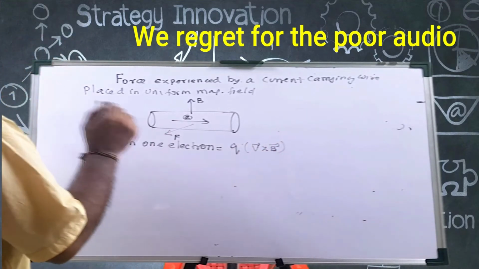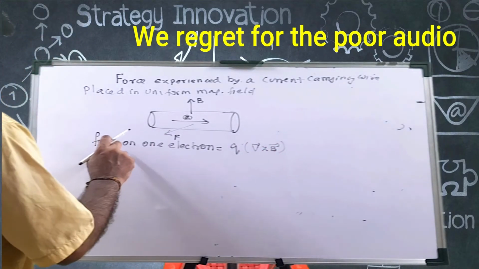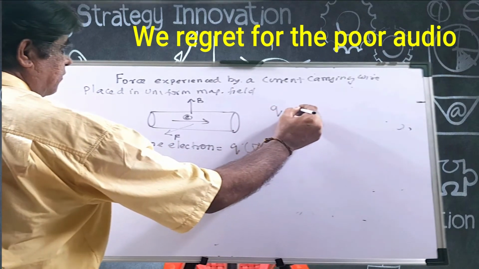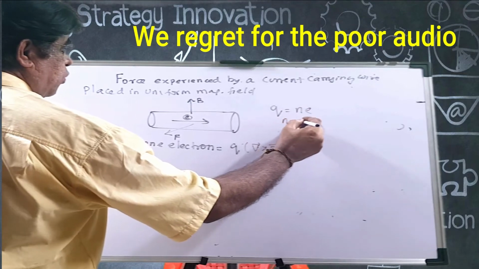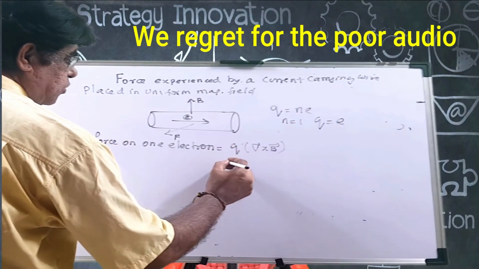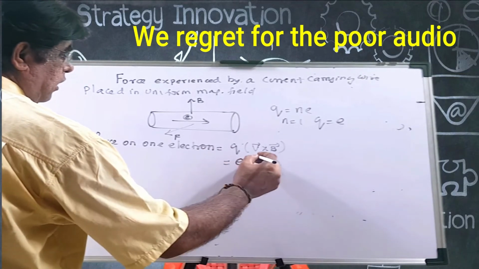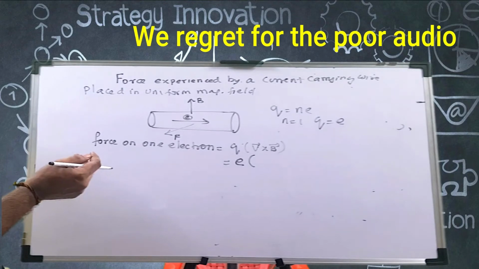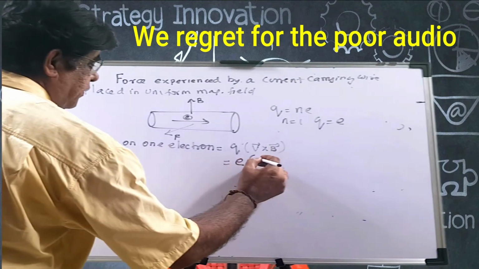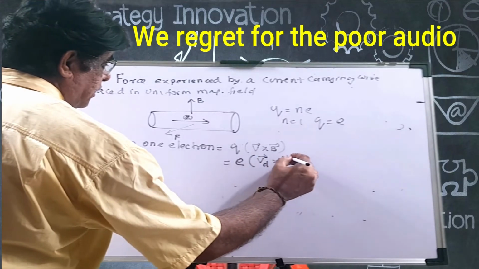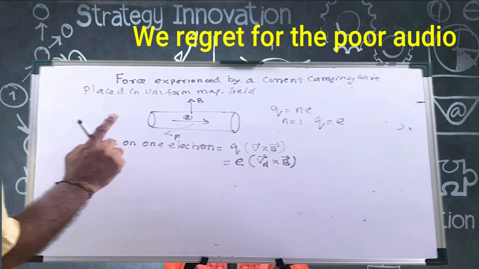I can now rewrite this q(v × B) as, because the charge of an electron is always going to be e, because we know q is equal to ne. When n is equal to 1, q will be equal to e. So I can write q as e. So I can write this as e. And the velocity of electrons in a conductor is always going to be the average velocity. It's called drift velocity. It becomes e(vd × B). So this is going to be the force acting on one electron.